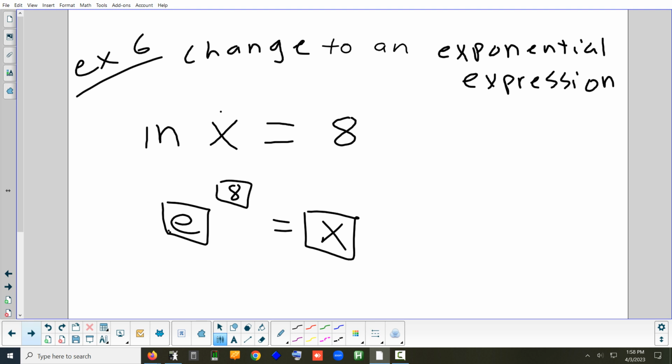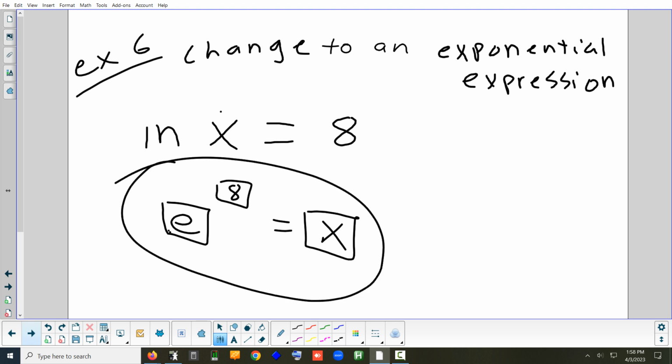Okay. Now the directions didn't say to round that off to two decimal places. It just said change to an exponential expression. Okay. And we've done it. We changed it to something that has an exponent. That's it. If you wanted to figure it out, you could do it on the calculator, but we're not concerned about that.